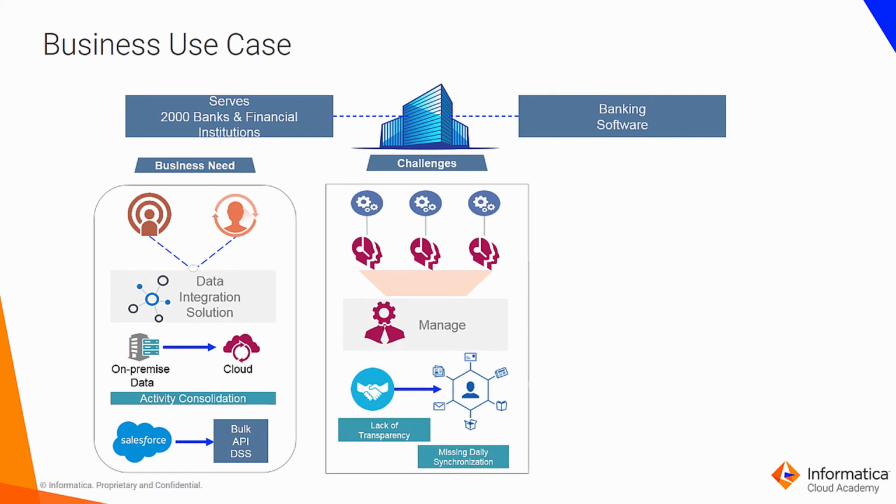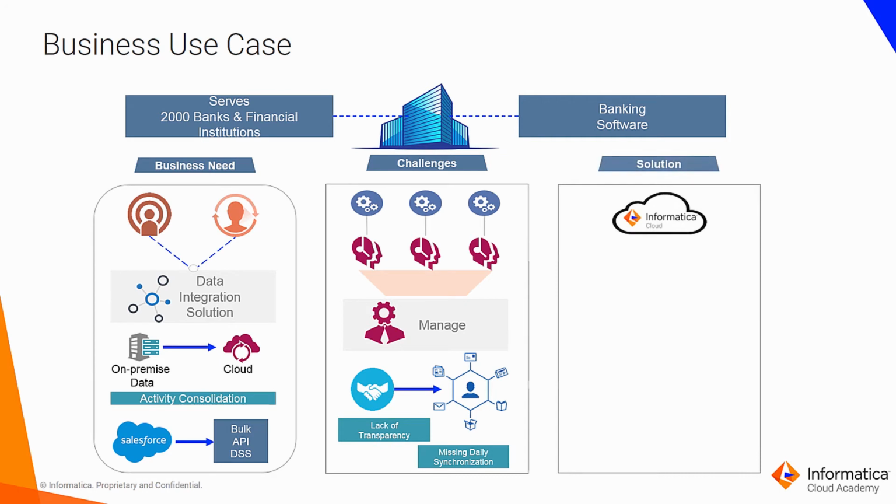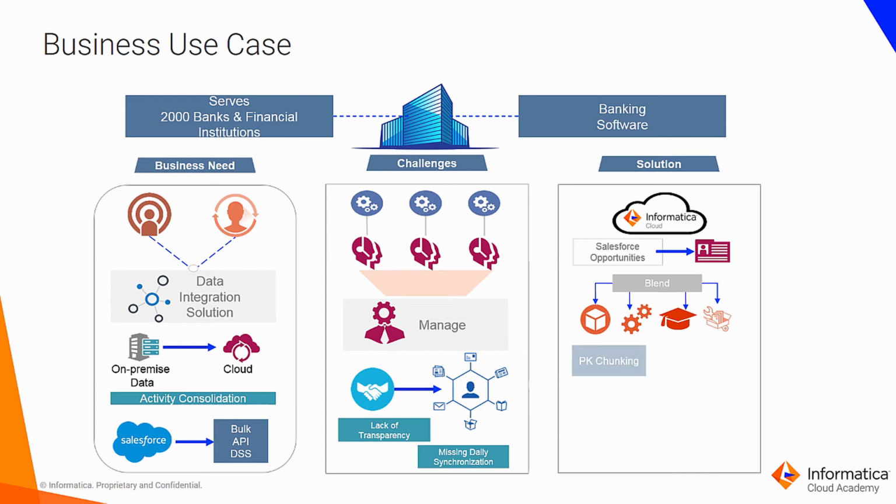The organization used Informatica Cloud Services to address all the issues discussed so far. Informatica Cloud unifies different Salesforce opportunities by account and blends different products, services, education, and support offerings. With the help of the Informatica Cloud PK chunking feature, they could now run DSS tasks to fetch millions of records, process them, and write them to the target tables.